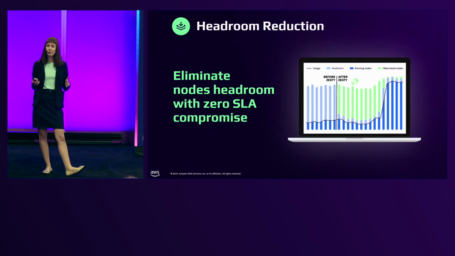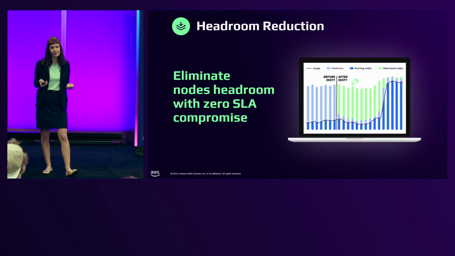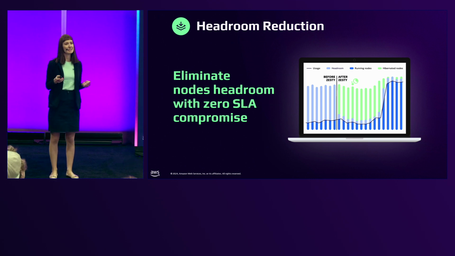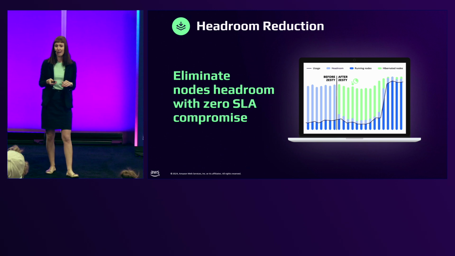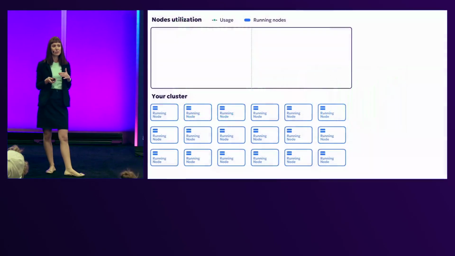OK, so our first product, it's called headroom reduction. Headroom reduction, really what it tries to do is look at that unused capacity, that 70% unutilized capacity of nodes, and really make sure that we don't pay for that. And how do we do this?